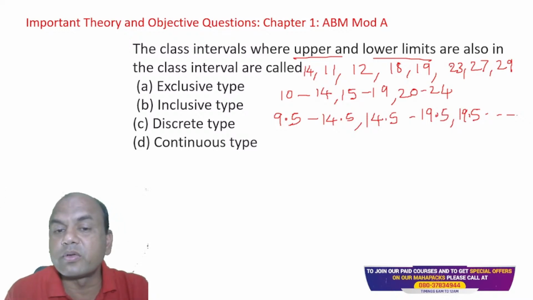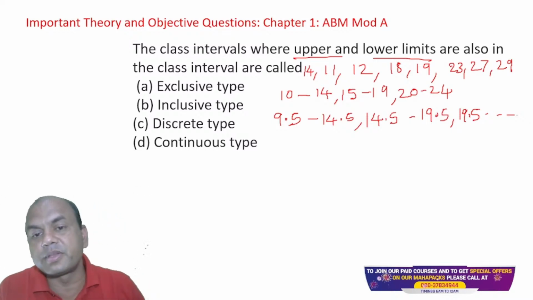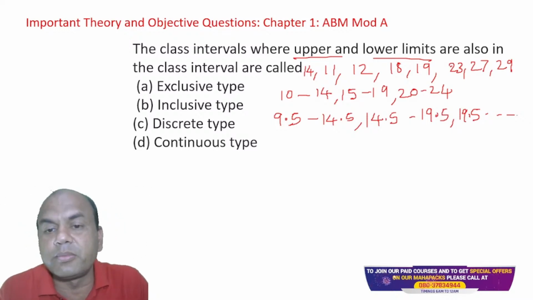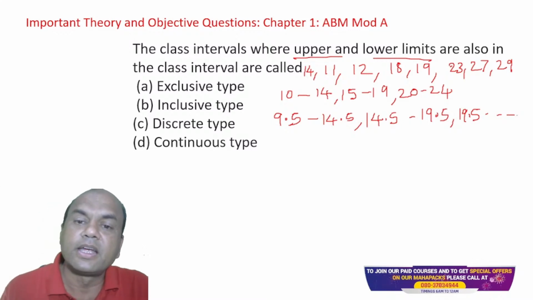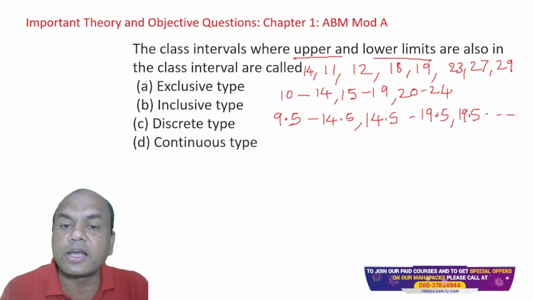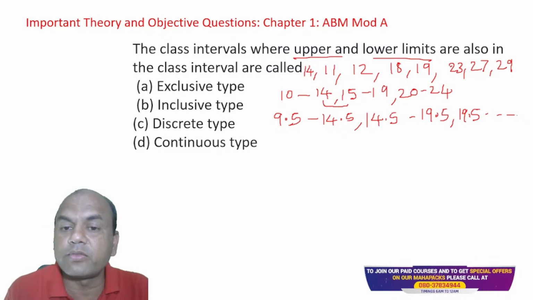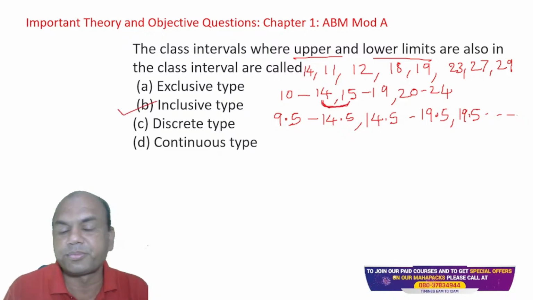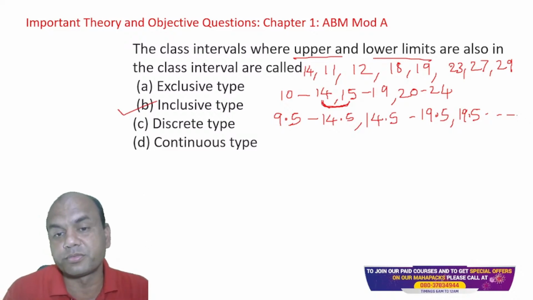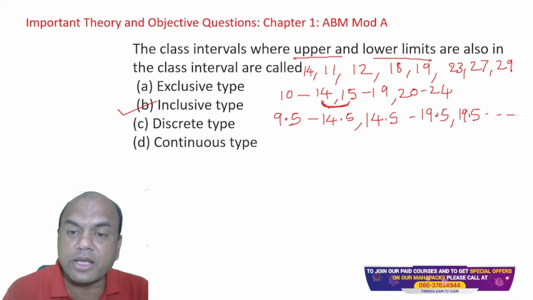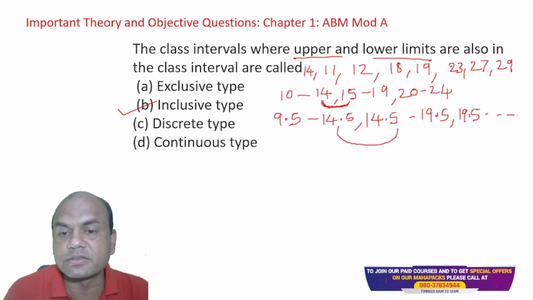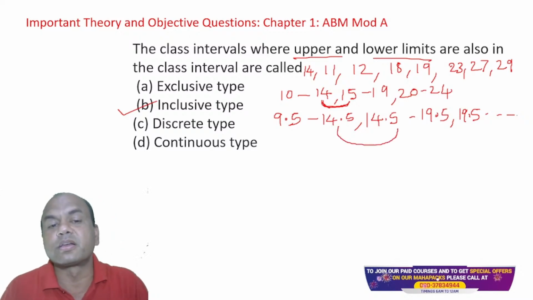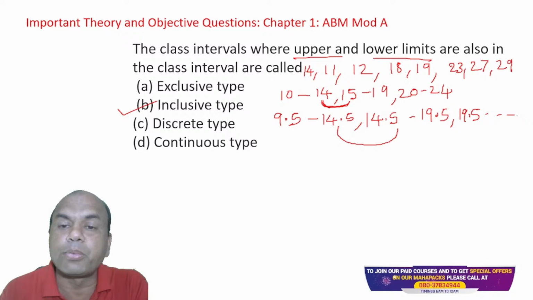So what are you seeing over here? In inclusive type, the upper limit of the first class and the lower limit of the next class are different. 14 and 15, they are different. So this is known as inclusive type. And in exclusive type, both are the same. Look at this, both are the same over here. So the upper and the lower limits are also part of the class interval.